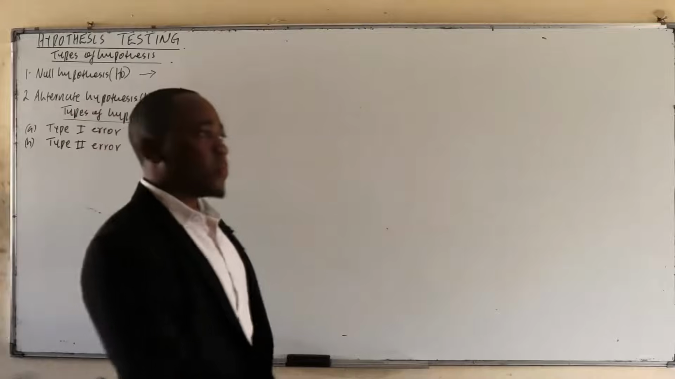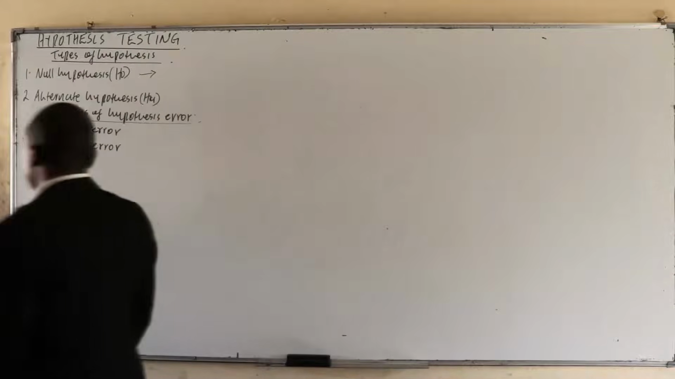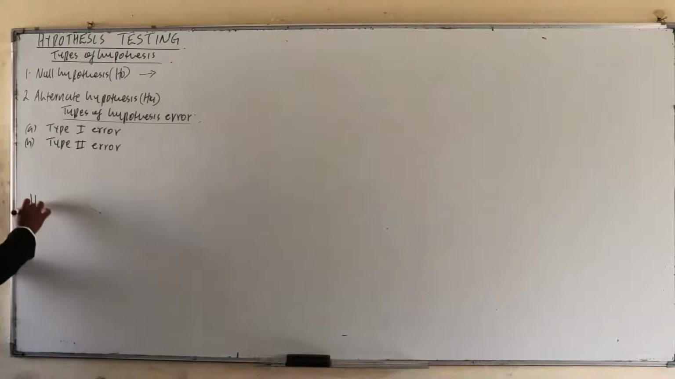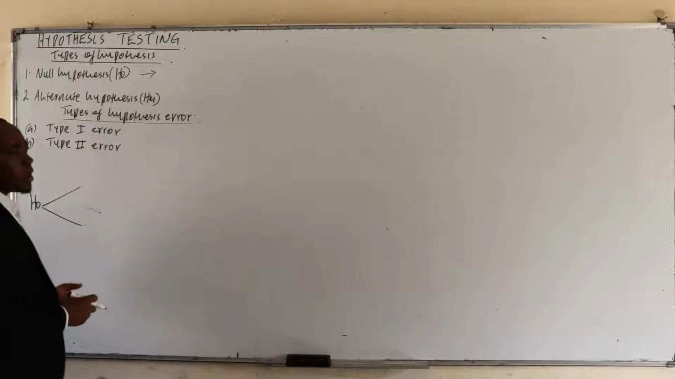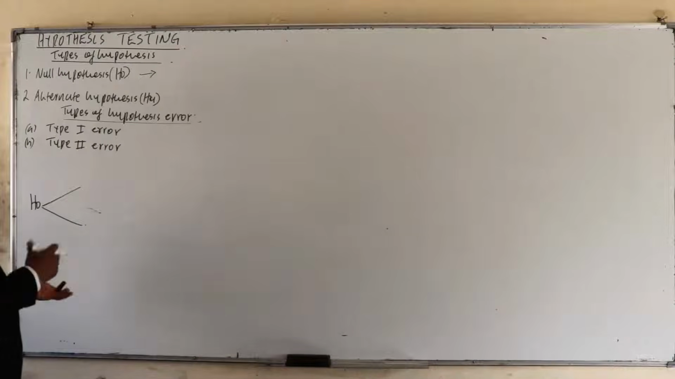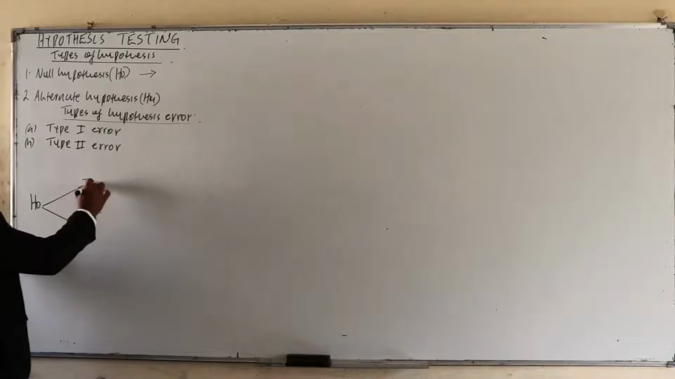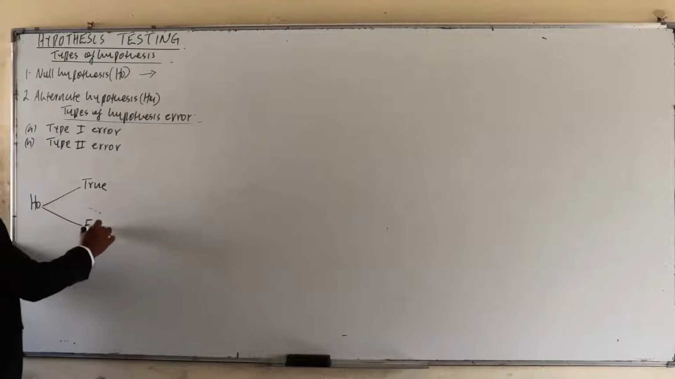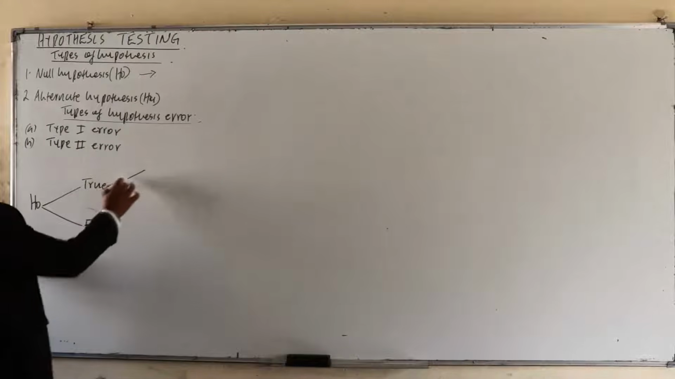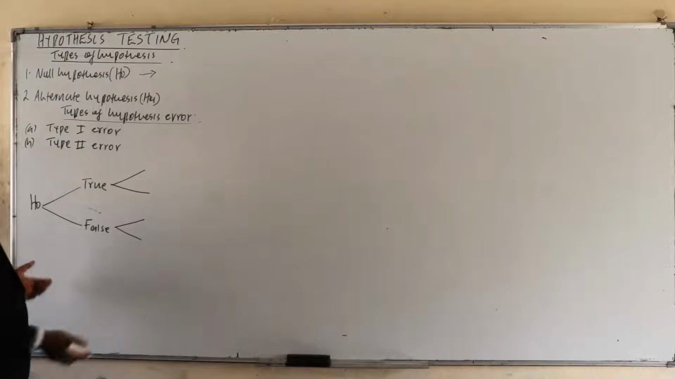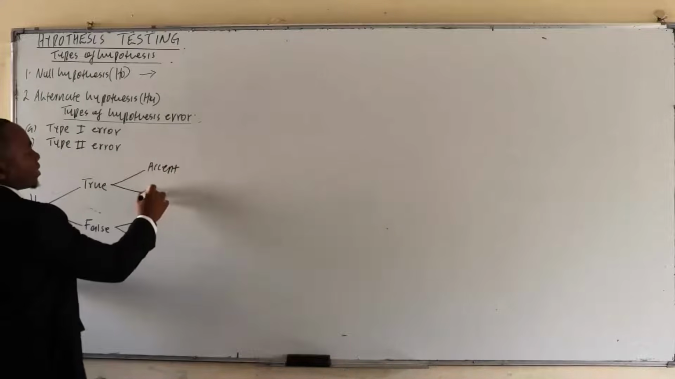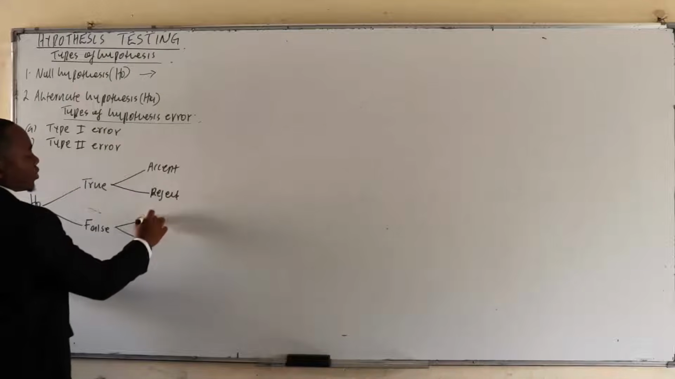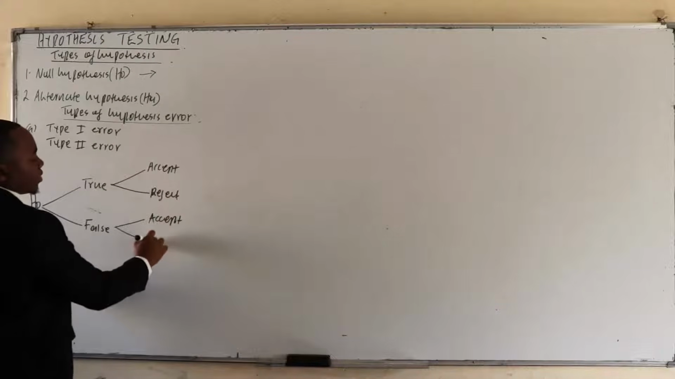So we have type 1 error and type 2 error. Now this is what I mean. Here we have the parameter, and we have the null hypothesis. Hypothesis testing is all about the process of confirming whether the pre-existing opinion is either true or false. So the claim can either be true or false. When it's true or when it's false, as a decision maker, you can either accept or reject the claim.